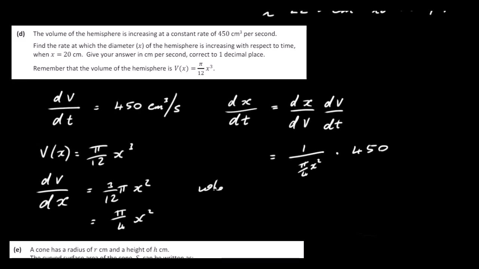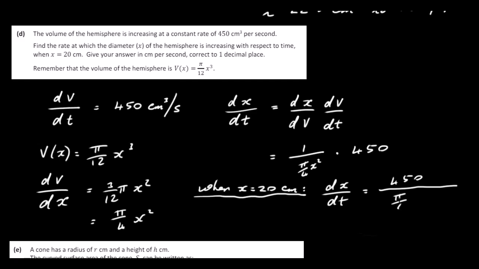to 20. So when x is equal to 20 centimeters, dx/dt is equal to 450 on the top, and on the bottom we have pi over 4 times x squared, which is 20 squared. And we've just got to work this out to 1 decimal place. So you can just do this on your calculator and you should get an answer to 1 decimal place of 1.4, and this is dx/dt, so this is centimeters per second.